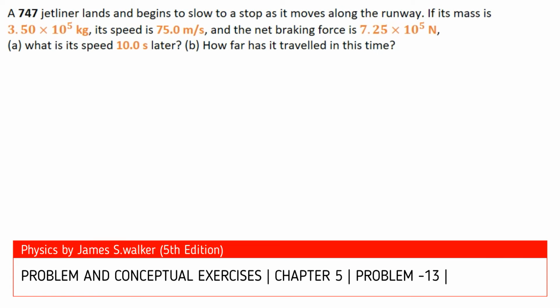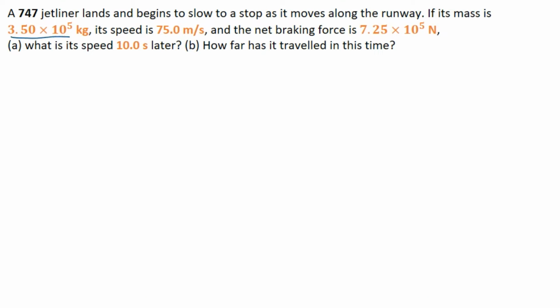So we have a jetliner that lands and begins to slow down. The mass of the jetliner is 3.5 times 10 to the power 5 kgs, and when it lands its speed is 75 meters per second, and the net braking force is 7.25 times 10 to the power 5 Newton. Now there are two parts in this question that we need to solve.